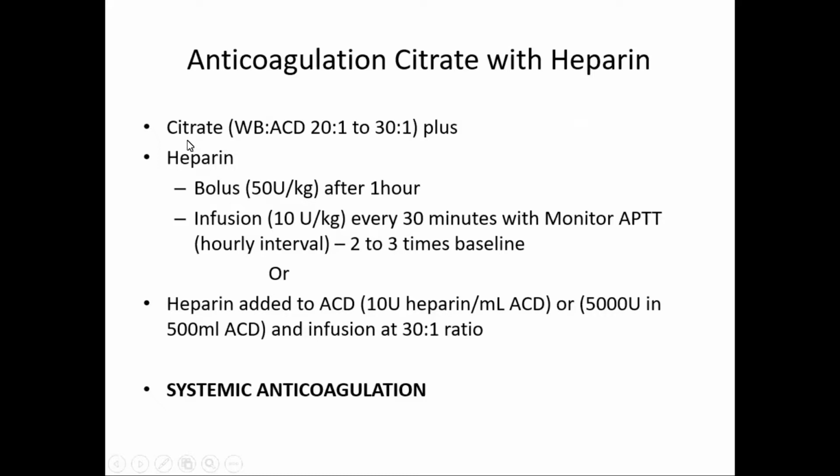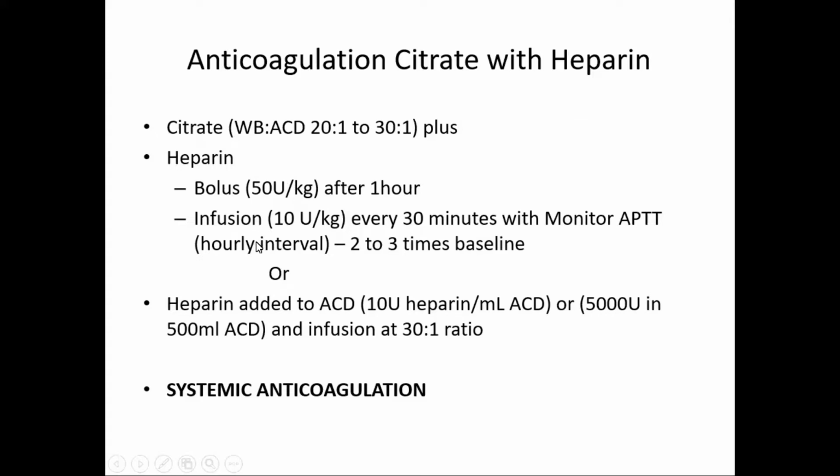They give a heparin bolus of 50 units per kilogram, and after 1 hour of the bolus they start infusing 10 units per kilogram every 30 minutes. They monitor APTT and maintain it at 2 to 3 times the baseline. They give citrate in a ratio of 20:1 to 30:1, so the citrate toxicity is reduced. The only thing is you are adding heparin to it.